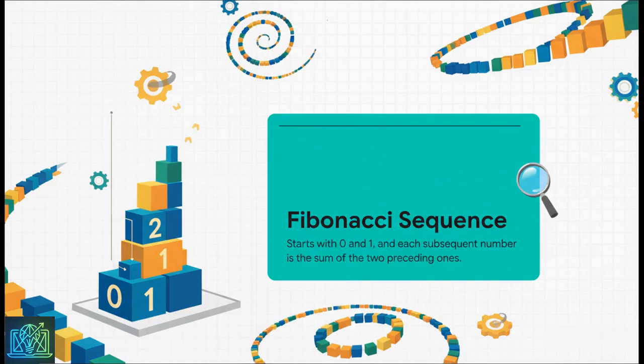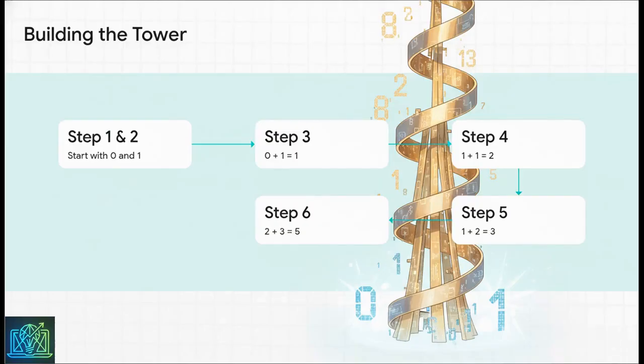We can even write it down like a little magic formula. The height of any step n is just the height of step n minus 1 plus the height of step n minus 2. That's it. Simple as that. Let's just build a few steps to see how it works.